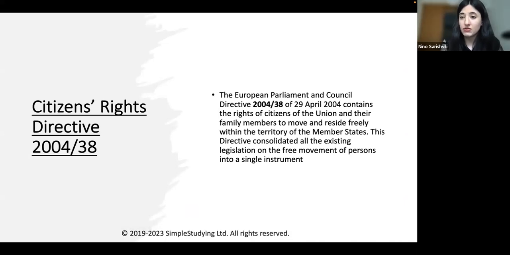Citizens' Rights Directive 2004/38 is also an important legal issue. European Parliament and Council Directive 2004/38 of 29th of April 2004 contains the rights of citizens of the Union and their family members to move and reside freely within the territory of the member states. This directive consolidated all the existing legislation on the free movement of persons into a single document. So this extends the rights to not just the EU nationals, but also to the family members who can freely reside in any member state and have access to employment.